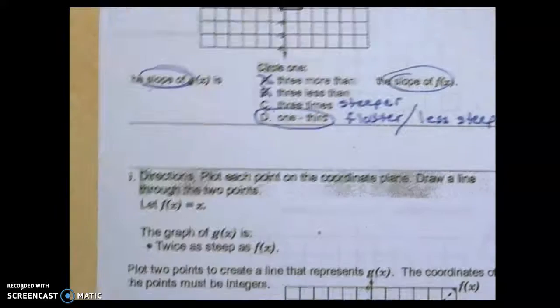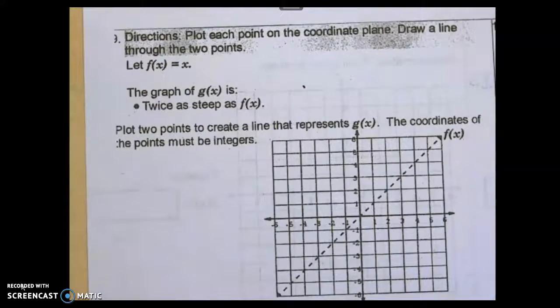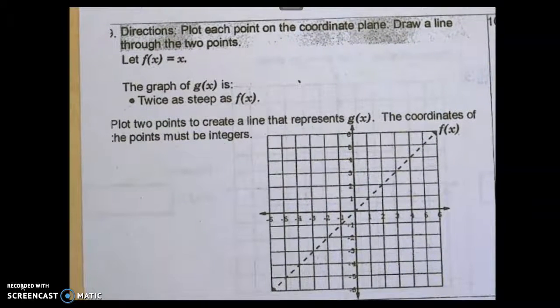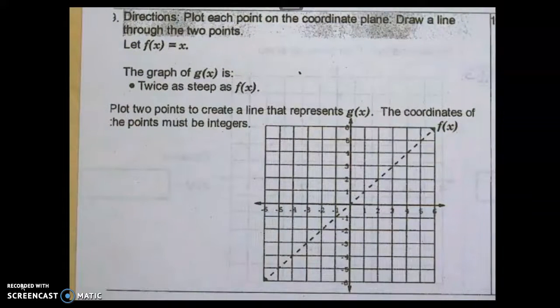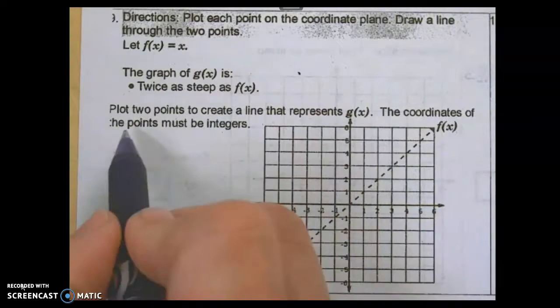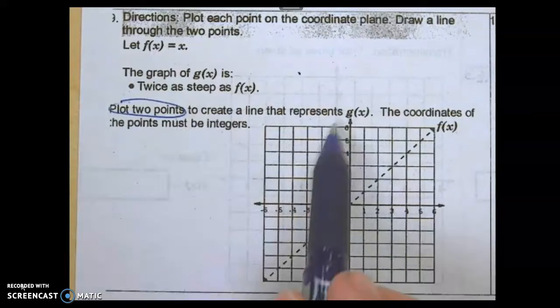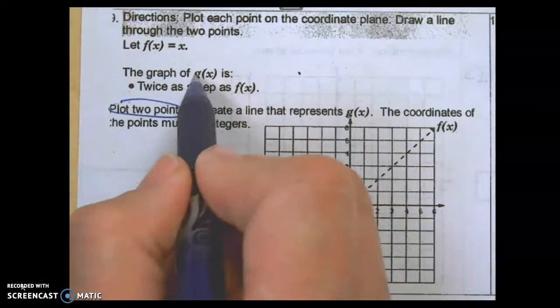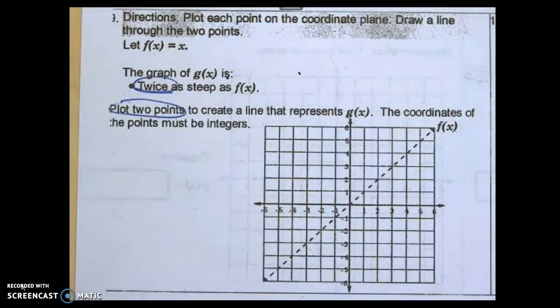All right, lastly, number 9. This is where we have to plot 2 points and connect the line. Once we get to TestNav, which will not be until April, we have to connect the 2 points ourselves. So plot 2 points to create a line that represents g of x. The graph of g of x is twice as steep.